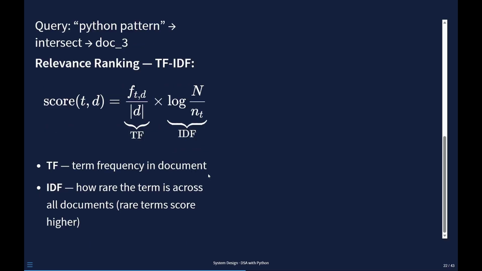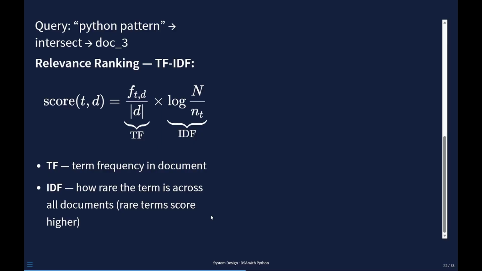TF-IDF is the classic relevance ranking algorithm. For a given term and document, the score is the product of two factors. TF, term frequency. How often does this term appear in this specific document? Documents that mention the word more are probably more relevant. IDF, inverse document frequency. How rare is this term across all documents?